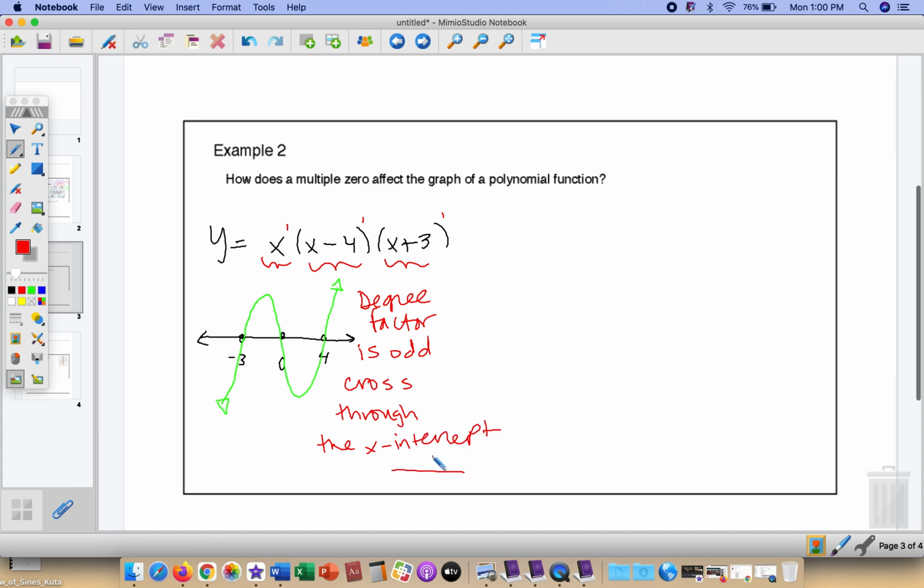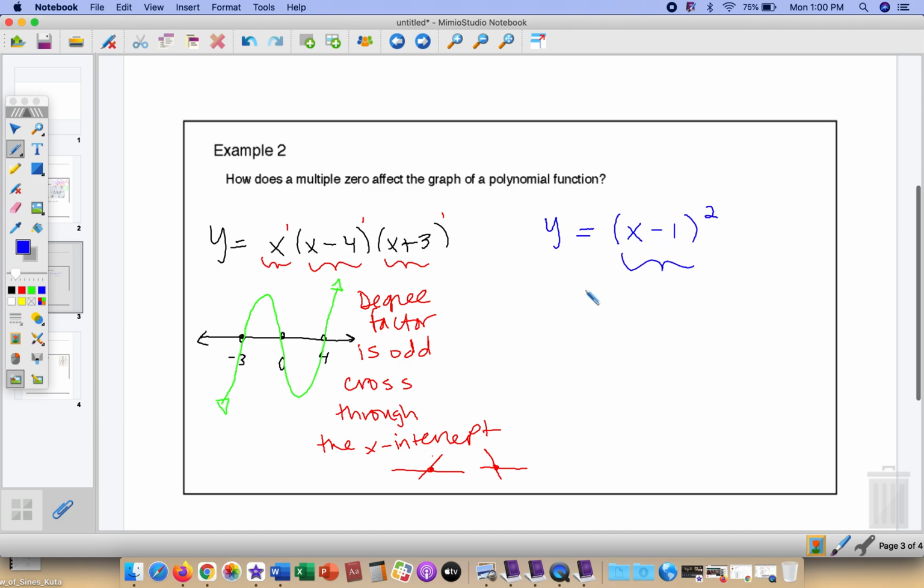So if this is an x-intercept, you're going to cross through. If this is an x-intercept, you could cross through that way when the power is odd. If you had an equation like this, y equals quantity x minus 1 squared.